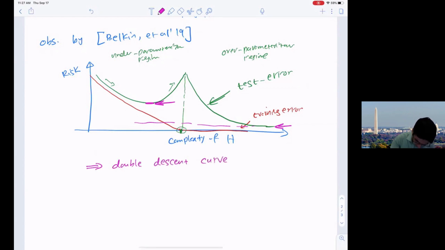Or double descent curve. All right, so let me pause here. Are there any questions?